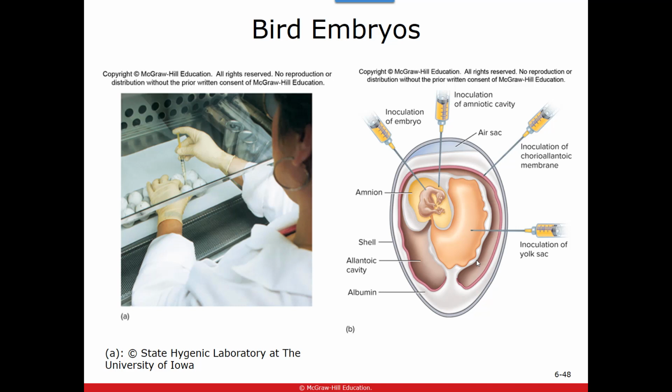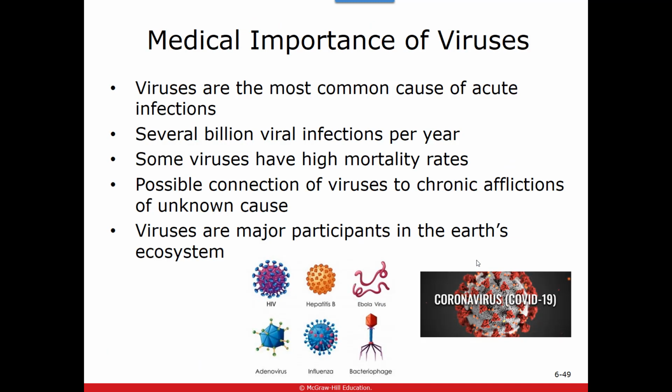Now, medical importance of viruses. Well, holy cow, they cause a lot of different diseases, as we're going to come up to in our next chapters, some of the top ones that cause human diseases. They cause billions of viral infections per year. It's guaranteed you've had a viral infection this year already. Your simple cold is a viral infection. Some viruses have high mortality rates. Those are the ones we're most concerned about. Some have chronic afflictions that we know it causes, but we're not always sure on how to stop them.